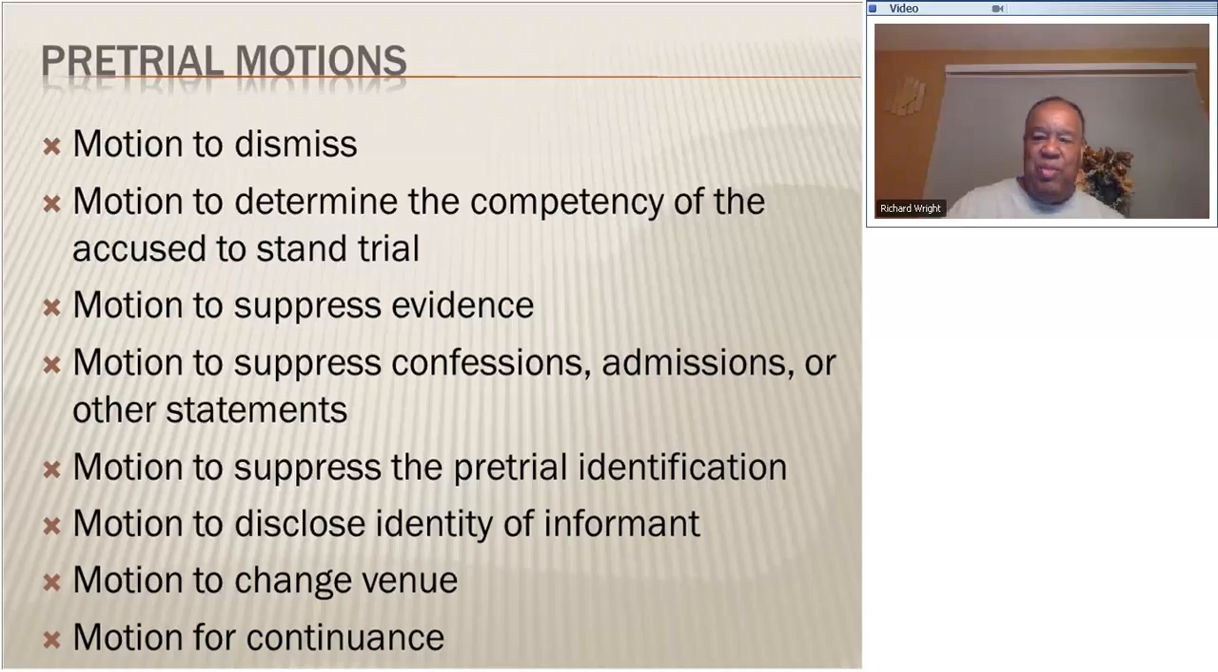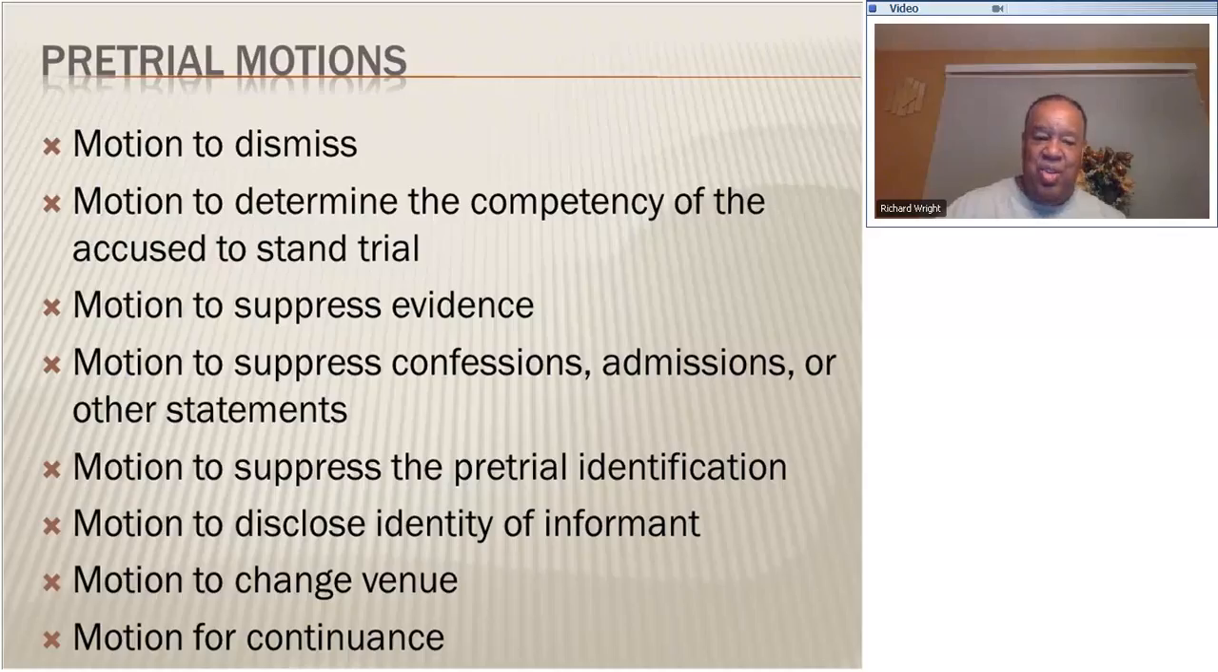Motion to disclose the identity of an informant. The State might say that they want to protect an informant. We'll argue that we have a right to know who that informant is so that we can prepare our defense, and that it denies us due process and the opportunity to adequately represent our client. That's just a short defense statement. Change the venue, that you can't get a fair trial in the area where it's located.